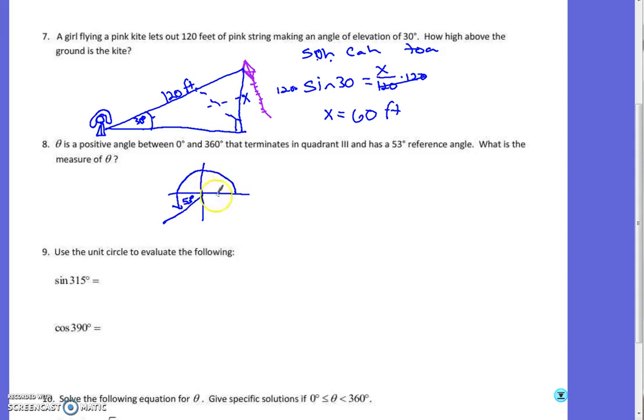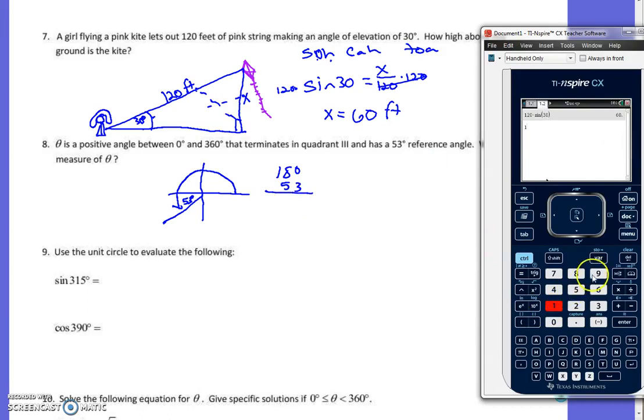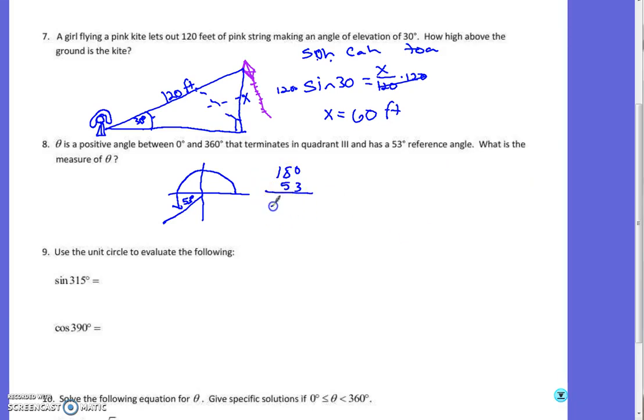Well, if that's 53, and if you can tell by looking, we've already gone 180. So all we have to do is take 180 plus 53. And if you don't want to do that by hand, you can say 180 plus 53, and you get 233. So 233 degrees is the positive angle that's in the third quadrant. So that's our answer.